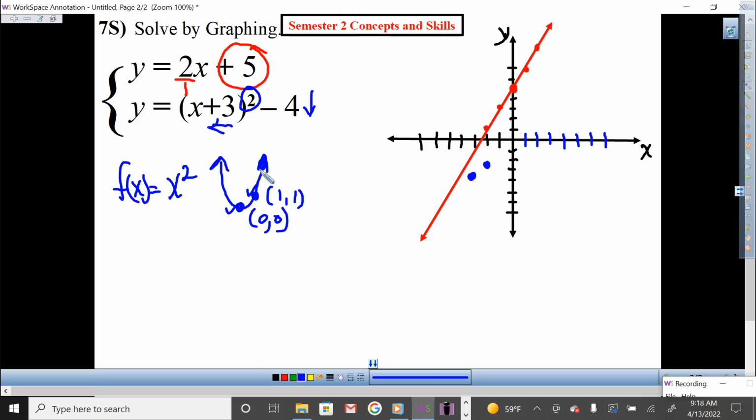What is the third point on the right side of the parabola? It's (2, 4). So let's go to (2, 4). 1, 2, 1, 2, 3, 4. So I have an invisible point at that point. And I'm going to go 3 to the left. 1, 2, 3. And 4 down. 1, 2, 3, 4.